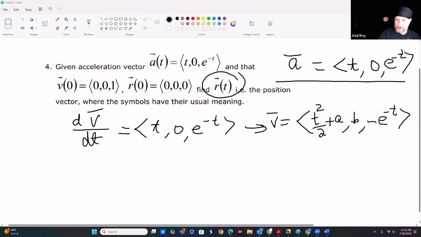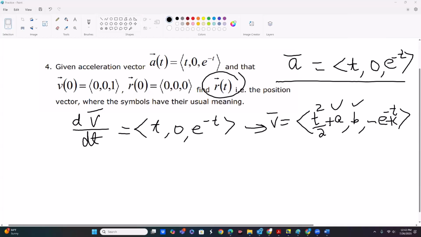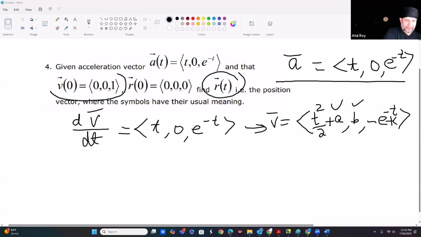Now, how do we obtain these constants a, b, and c, the constant after negative e to the negative t? How do we obtain our a, b, and c? They're constants because we integrated. So we are given an initial condition here, right?